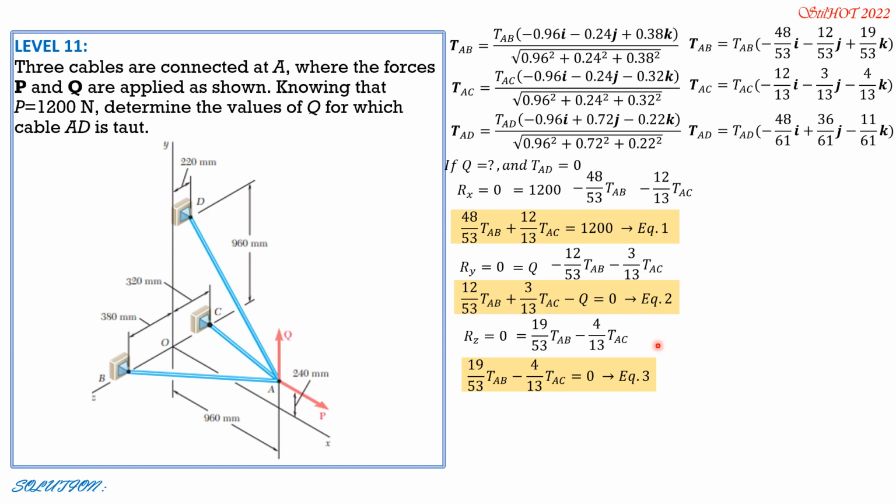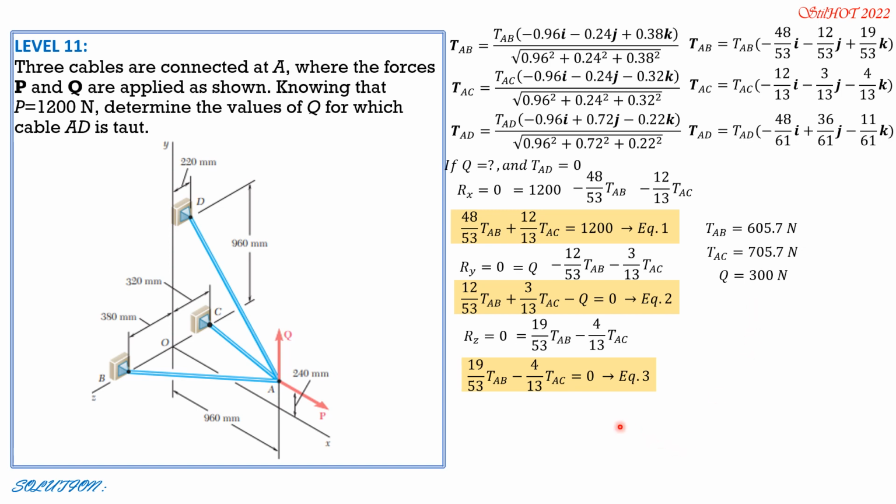So solving these three equations simultaneously by substitution, elimination, or whatever available basic tools in simultaneous linear equations you master, then we can find tension AB equals 605.7 newtons, tension AC equals 705 newtons, and Q equals 300 newtons.